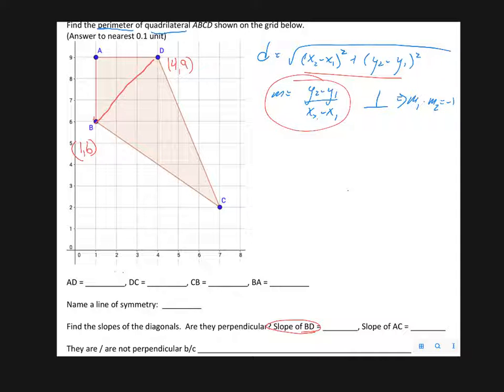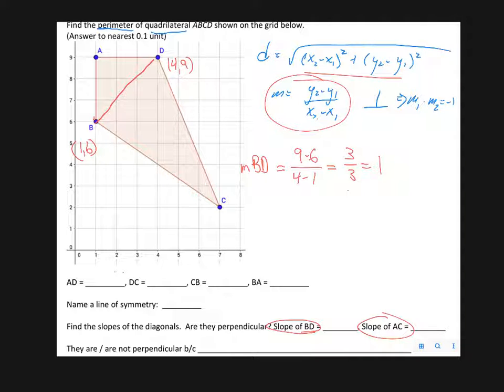So what do we have here? The difference of the y values, 9 minus 6, and the difference of the x values in the same fashion. So if I start with 9, I've got to start with 4. And so our slope of BD is going to be equal to 3 over 3, which is equal to 1. Now, process the slope for AC.